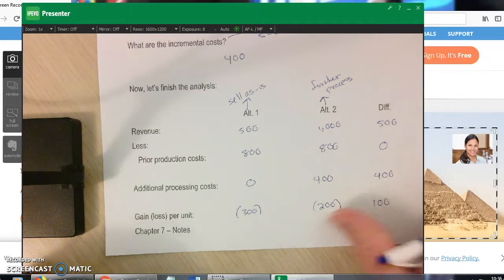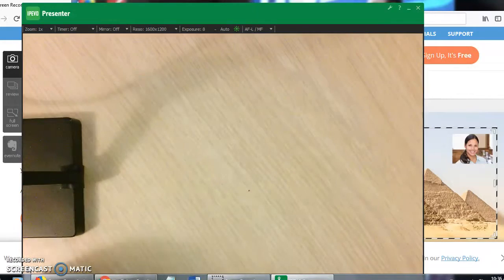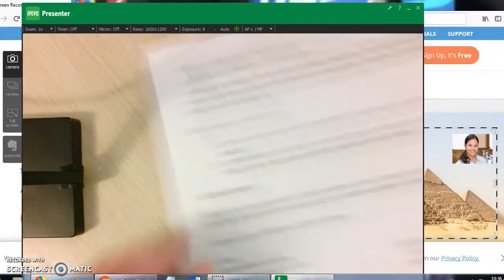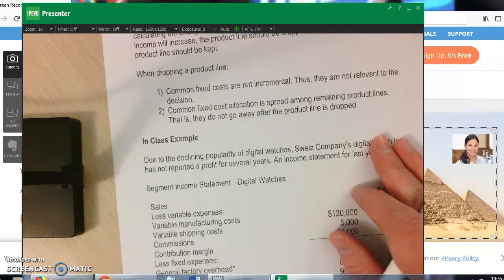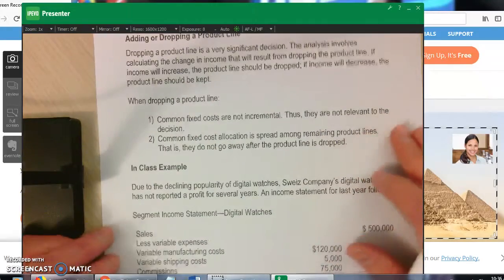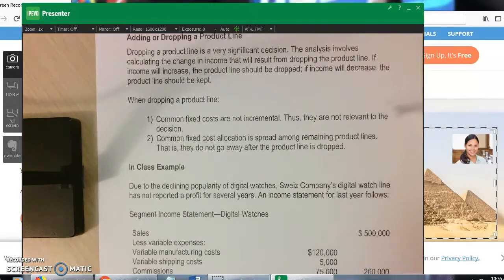Okay? Let's go ahead and look at another example of a decision that a manager might face, which is adding or dropping a product line. So this is the next one that we'll look at. Adding or dropping a product line is a very significant decision. In the context of a university, for example, adding or dropping a product line would be something like, well, we want to drop a major. We no longer want to have the major for whatever reason.